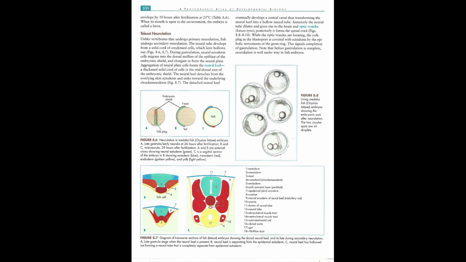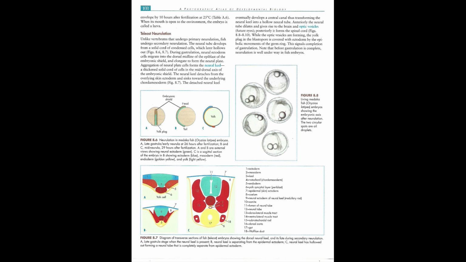During gastrulation, neural ectoderm cells migrate into the dorsal midline of the epiblast of the embryonic shield, and elongate to form the neural plate. Aggregation of neural plate cells forms the neural keel, a thickened solid cord of cells in the mid-dorsal axis of the embryonic shield. The neural keel detaches from the overlying skin ectoderm and sinks toward the underlying chorda mesoderm, Fig 8.7. The detached neural keel eventually develops a central canal, thus transforming the neural keel into a hollow neural tube.